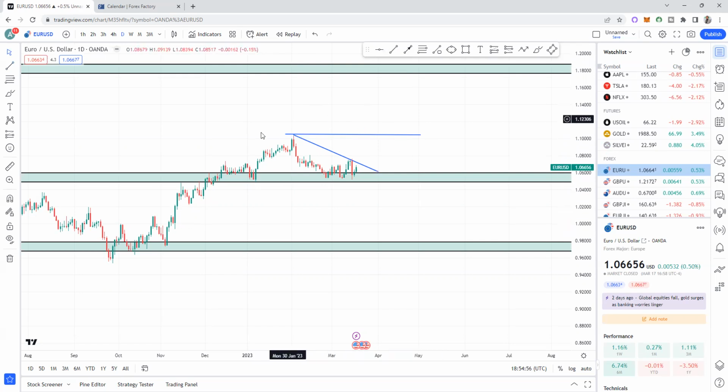And don't forget, according to the analysis that I've been doing in the past, like I always say, price moves from region to region, from zone to zone. And I've already identified this zone.